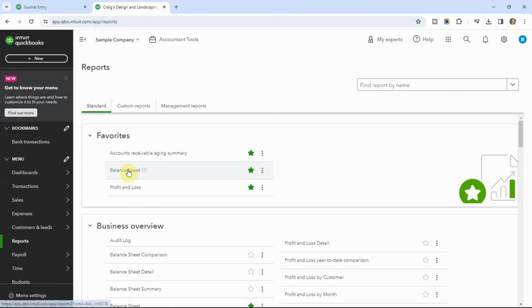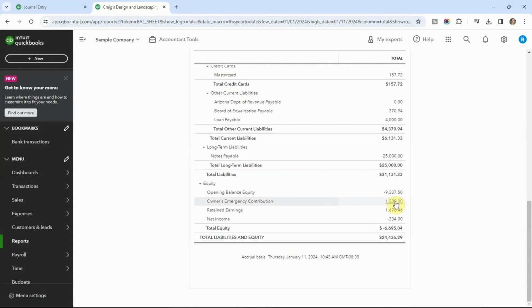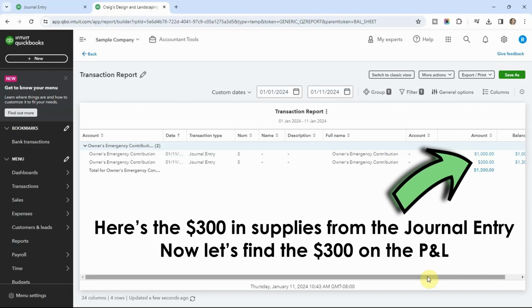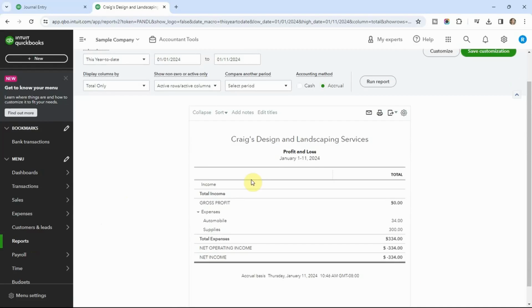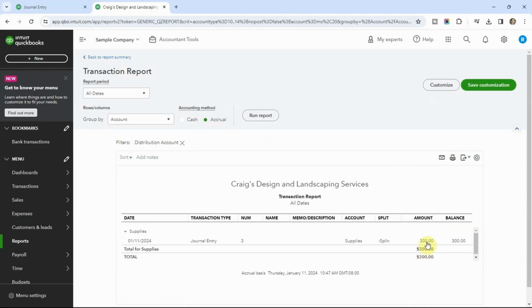And then let's go and see what it looks like in that owner's emergency contribution. Okay, so you can see both the things in there. Here is that $1,000. And then let's go find it on the profit and loss statement. So we put it under supplies right here. So if you look at that supplies, you can see that $300 is right there as well.